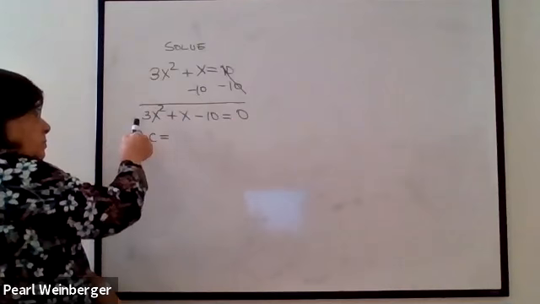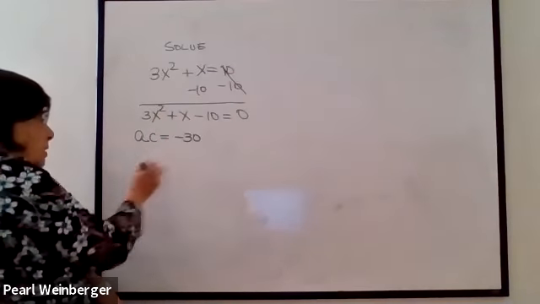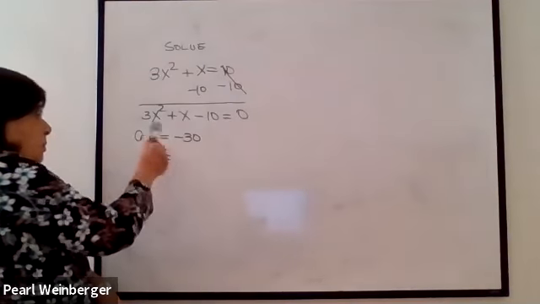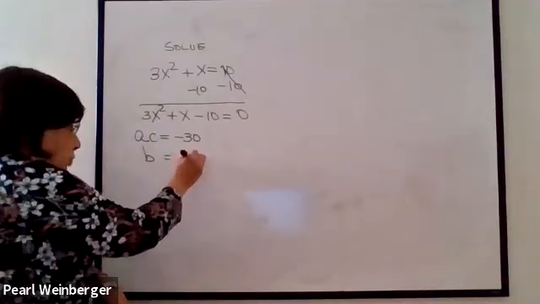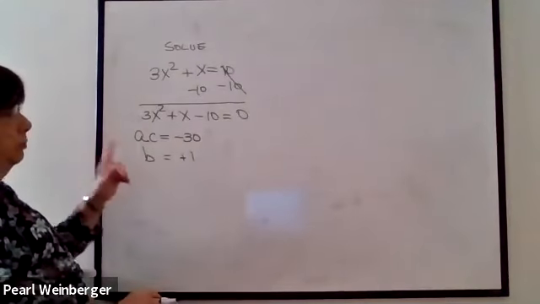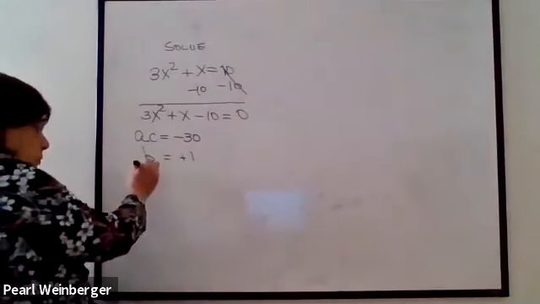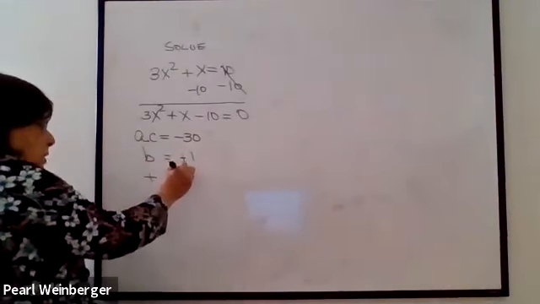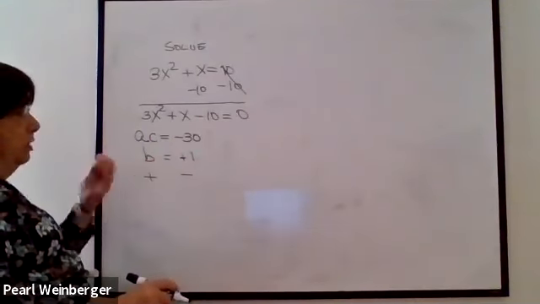The AC is going to be 3 times negative 10, which is negative 30. And the B, well, what's the number in front of the X? It's a 1, it's a plus 1. So we're looking for two numbers that multiply to negative 30, which means one's going to be positive and one's going to be negative. But when I combine them, it's only going to give me 1.